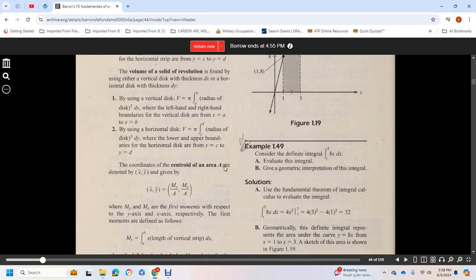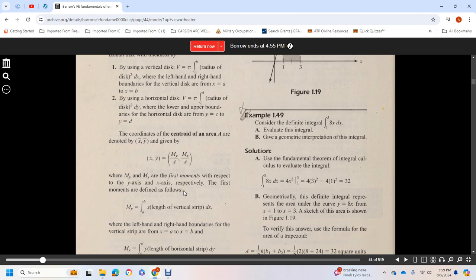Coordinates of the centroid of an area A are denoted by x-bar and y-bar, and are given by x-bar equals My over A for the x coordinate, and y-bar equals Mx over A for the y coordinate, where My and Mx are first moments about the respective y and x axes. Respectively, the first moment is defined as follows.